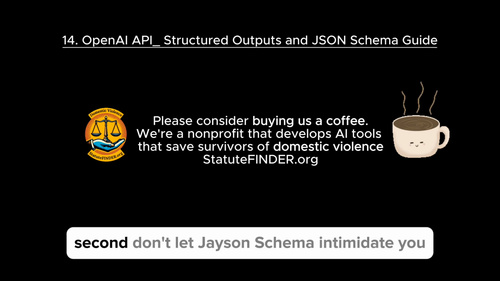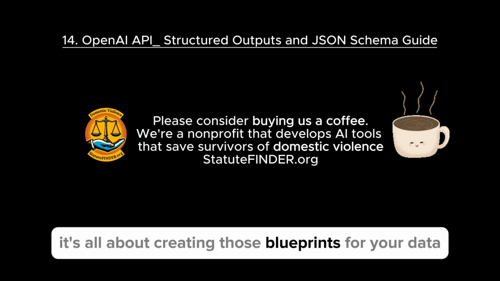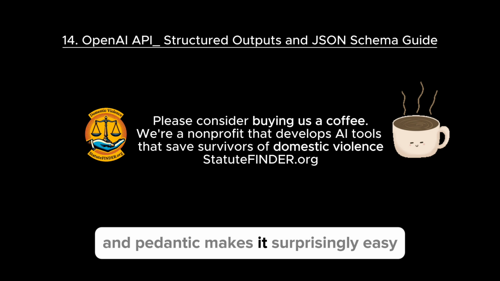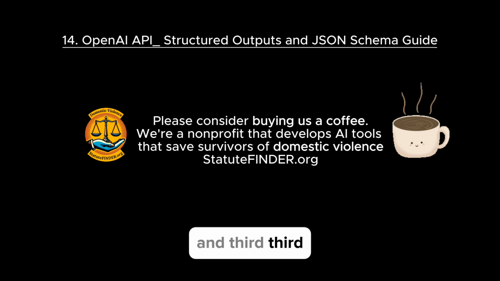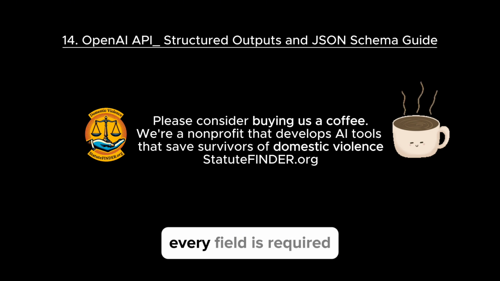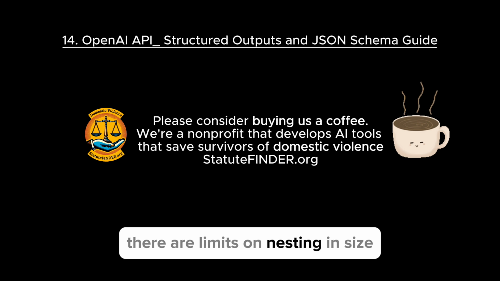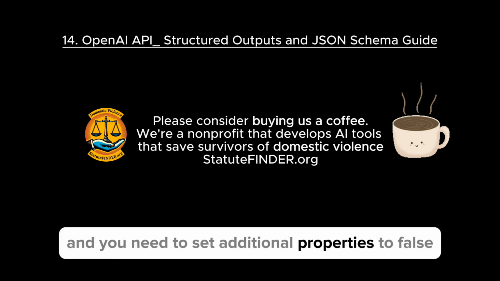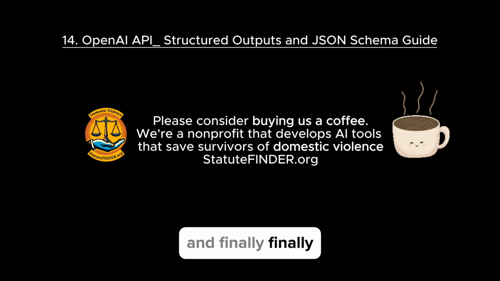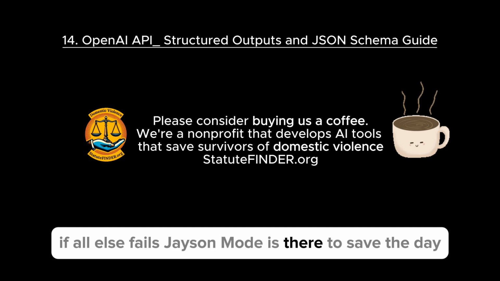Perfect. Second, don't let JSON schema intimidate you. It's all about creating those blueprints for your data, and Pydantic makes it surprisingly easy. And third, keep those key details in mind. Every field is required, there are limits on nesting and size, and you need to set additionalProperties to false. And finally, if all else fails, JSON mode is there to save the day.